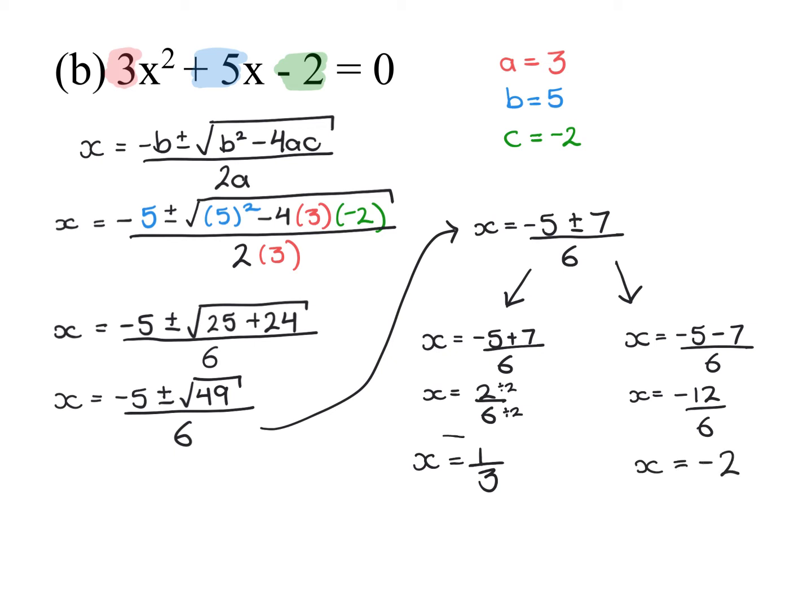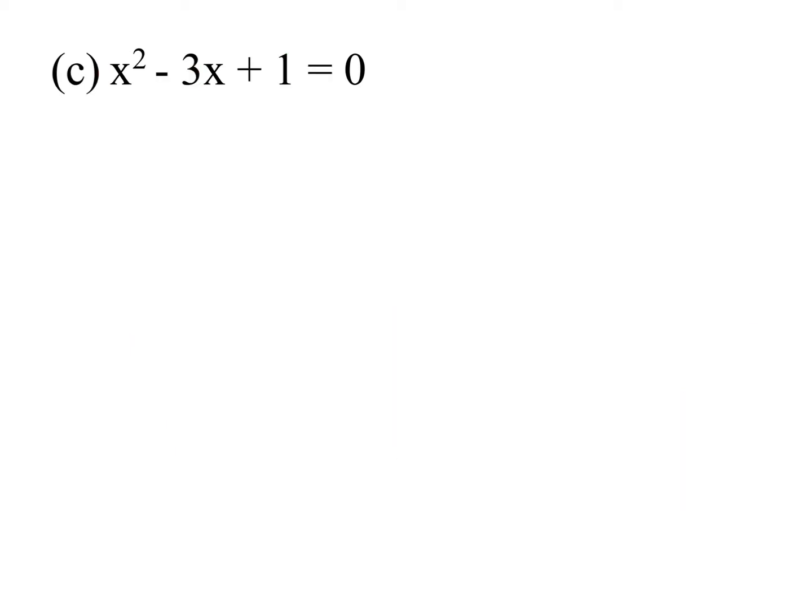So here are your two x-intercepts, or your two roots. I'm going to change things up a bit, and I'm going to start out by finding the a, b, and c. Now a is the coefficient in front of the x squared, which is 1. And now b is the coefficient in front of the x, which happens to be -3. And c is the constant, the number by itself, which is +1.